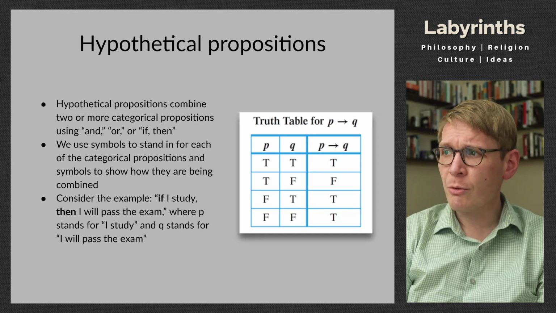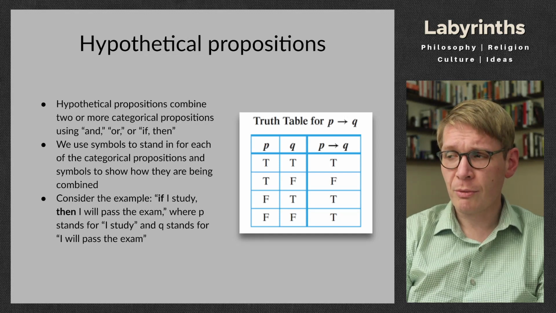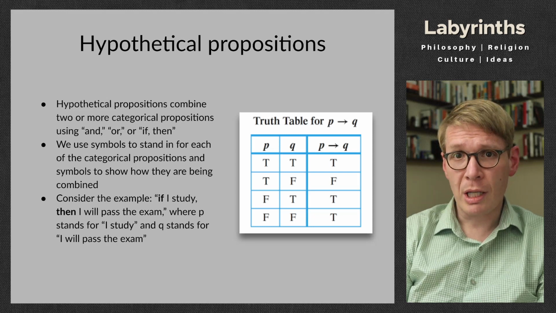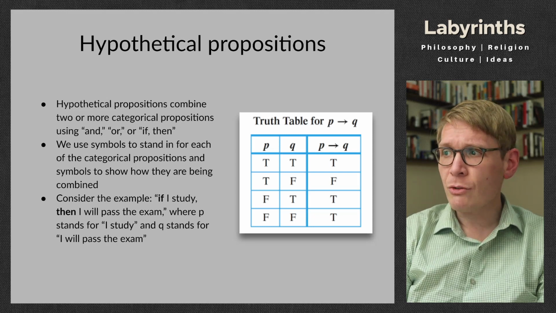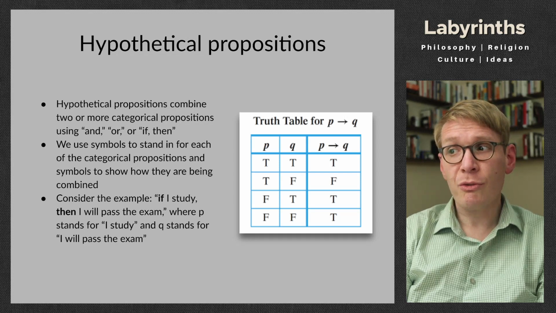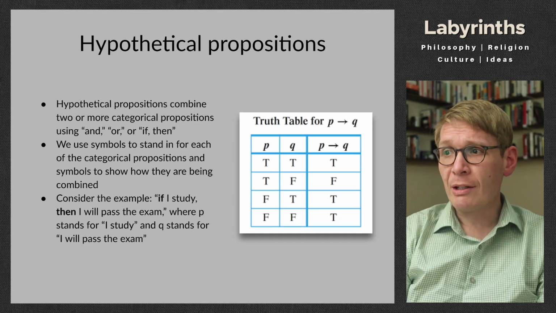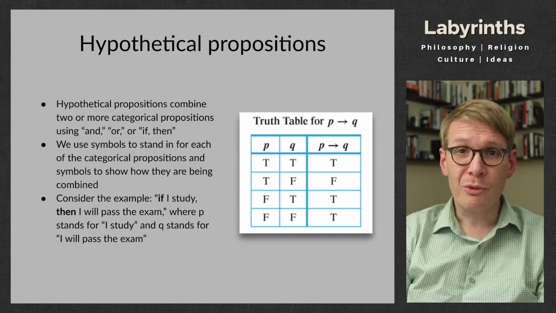Let's go on to the possibility that P might be false, right? Now let's look at the fourth line here, actually. In that case, we have the beginning, the antecedent, if I study, is false, so I didn't study, and I will pass the exam is false, so I didn't pass the exam.